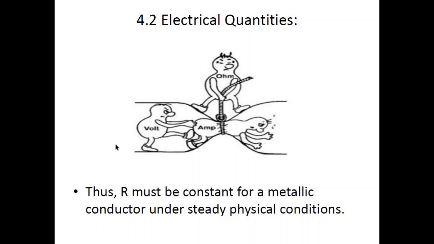This is a diagram depicting Ohm's law. Ohm or resistance is basically a property of a material to resist the flow of current through it. Volt is basically the energy that moves the charge or the ampere or the current around a circuit, whereas resistance is the property that tries to slow down the speed of said charge. Thus R must be constant for a metallic conductor under steady physical conditions.